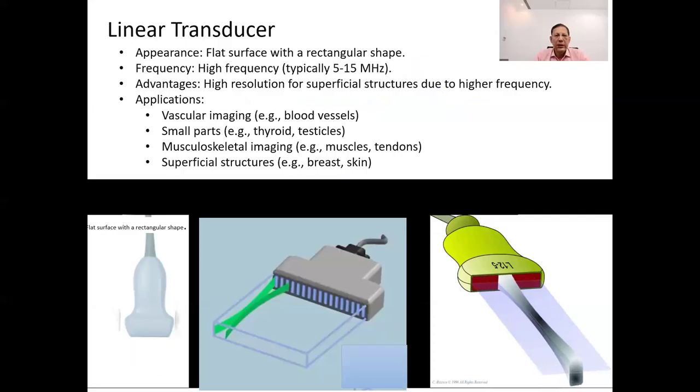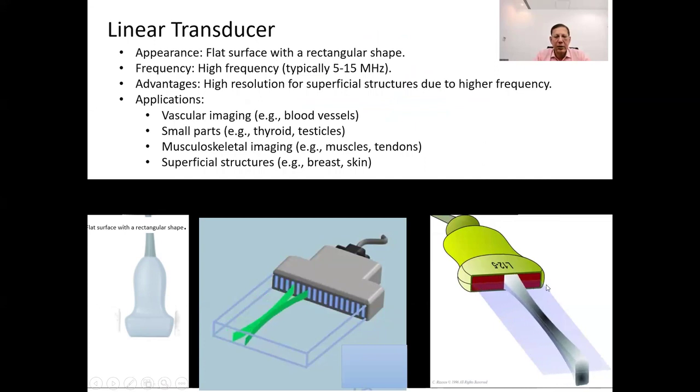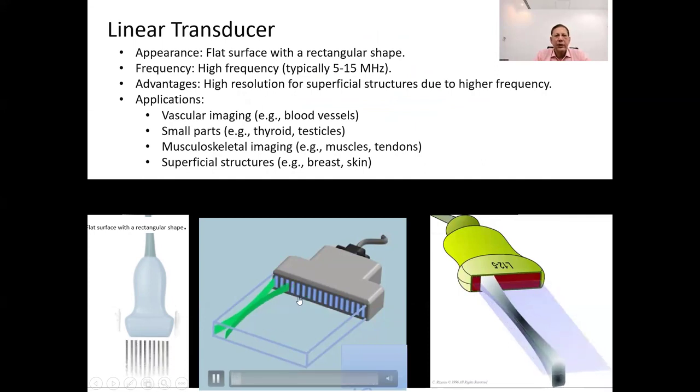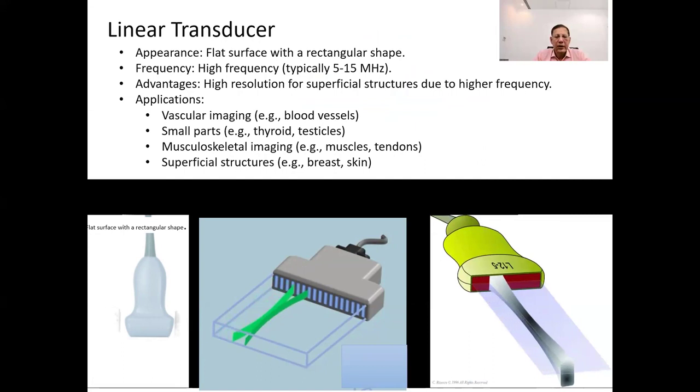First of all, let us discuss linear transducers, which have a straight or flat arrangement of piezoelectric elements. Linear transducers typically operate at high frequency, between 5 to 15 MHz, which provides excellent spatial resolution, but limits the depth of penetration. These higher frequency linear transducers have four main applications.